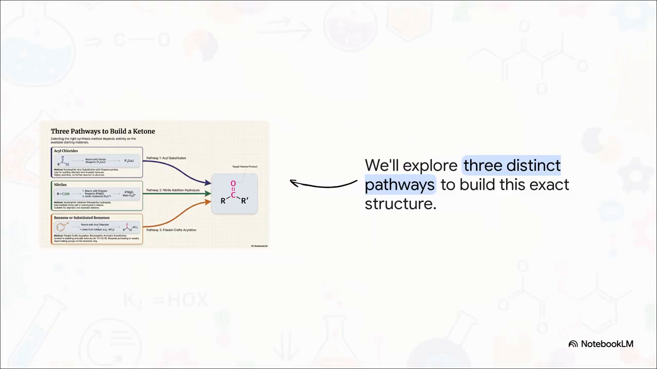Think of this as our game plan for today. You see, in chemistry, there's almost never just one way to do something. The real art is knowing which tool to pick from the toolbox. It all depends on what you're starting with, your ingredients, you could say. So we're going to explore three of the biggest pathways, starting from things called acyl chlorides, from nitriles, and from those ring structures like benzene.